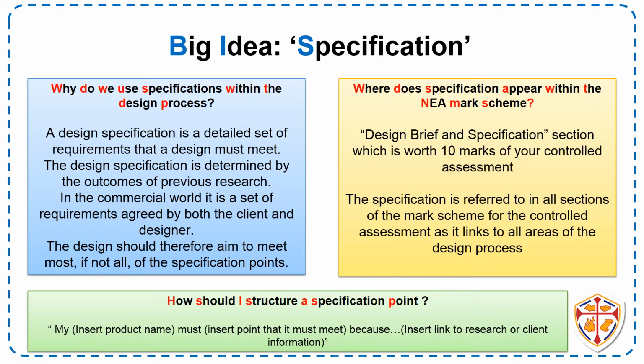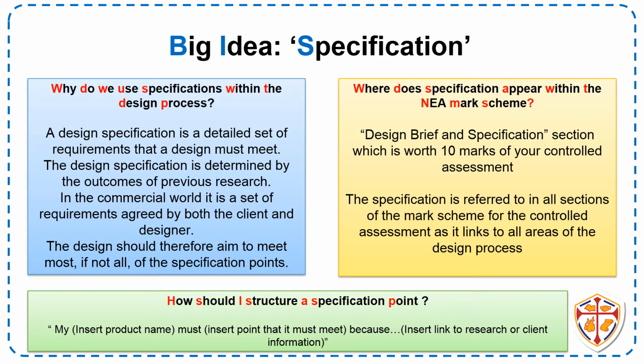So before you start typing up your specification, you should have performed a certain amount of research. This would be primary research as well as secondary research. In the commercial world, it is a set of requirements agreed by both the client and the designer. The design should therefore aim to meet most, if not all, of the specification points.